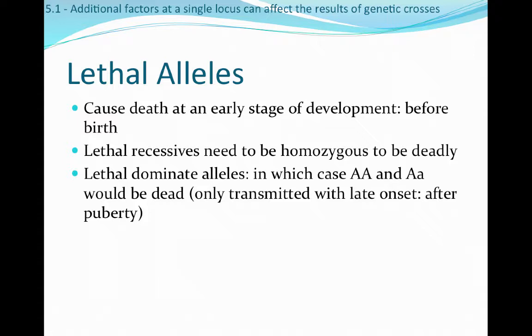With lethal dominant alleles, where we see a big A and a big A, or a big A and a little a, those usually end up causing death with a very late onset. We see some of those dominant alleles not taking effect until after puberty in some species.